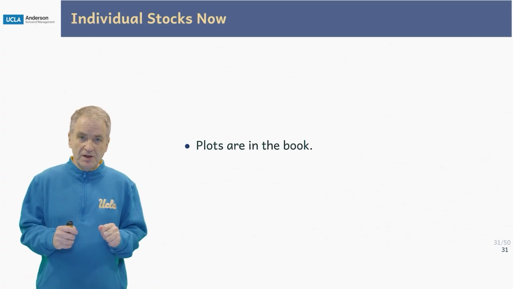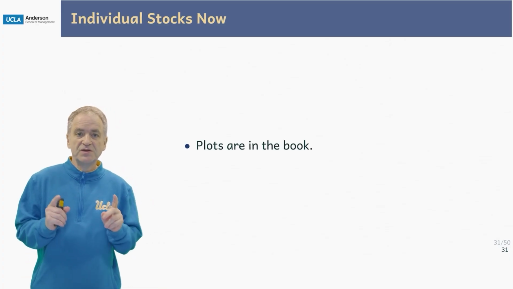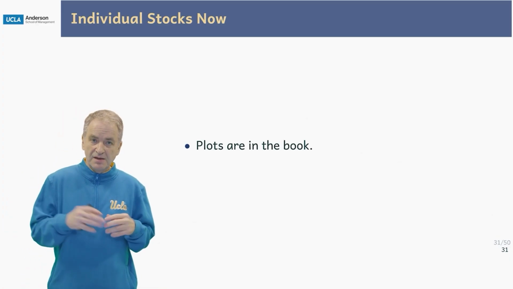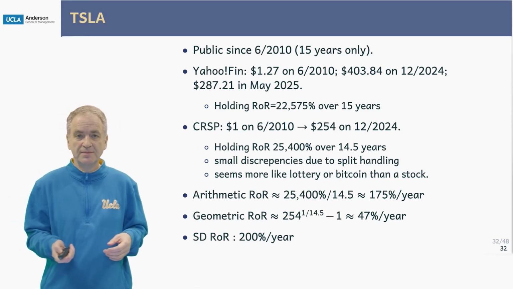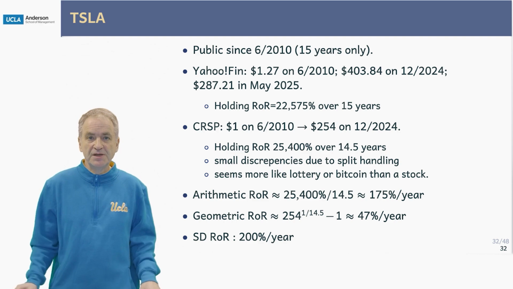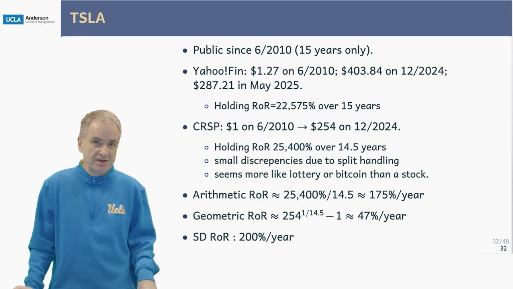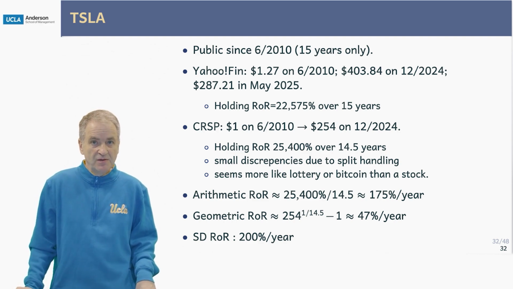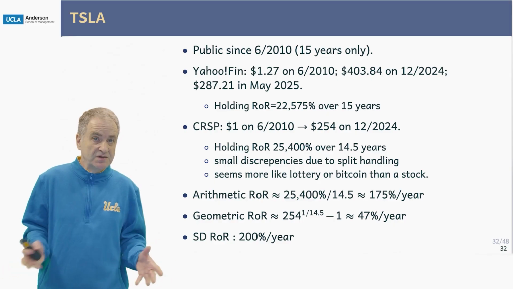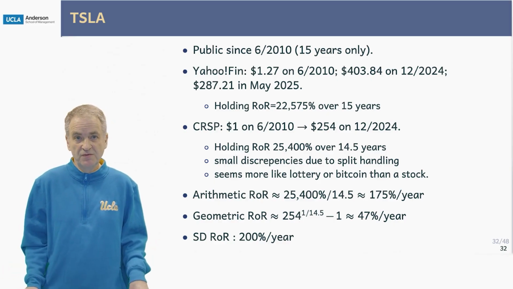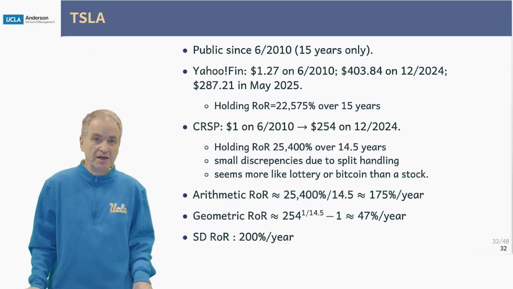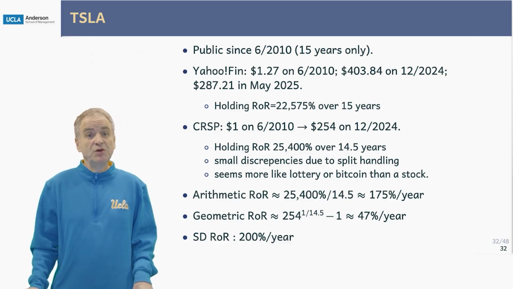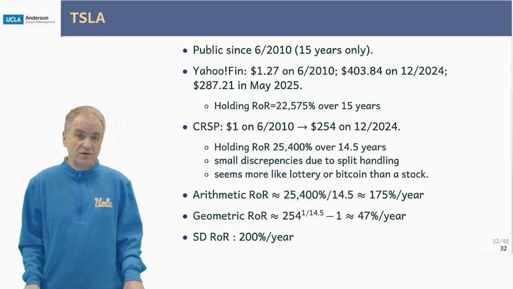Now, in the book, there is a variety of individual stocks as well, and they're also plotted, so you see the same kinds of plots that I just showed you before. For example, Tesla. Tesla has been public since 2010 for about 15 years, so I couldn't do it from 2005. If you had invested $1 in Tesla when it went public, you would have had 2 weeks ago $254.